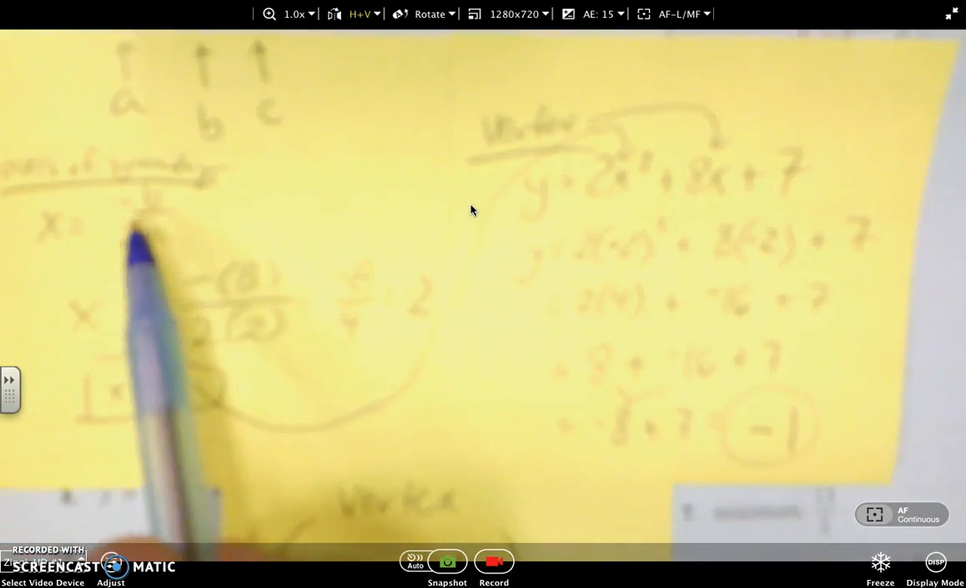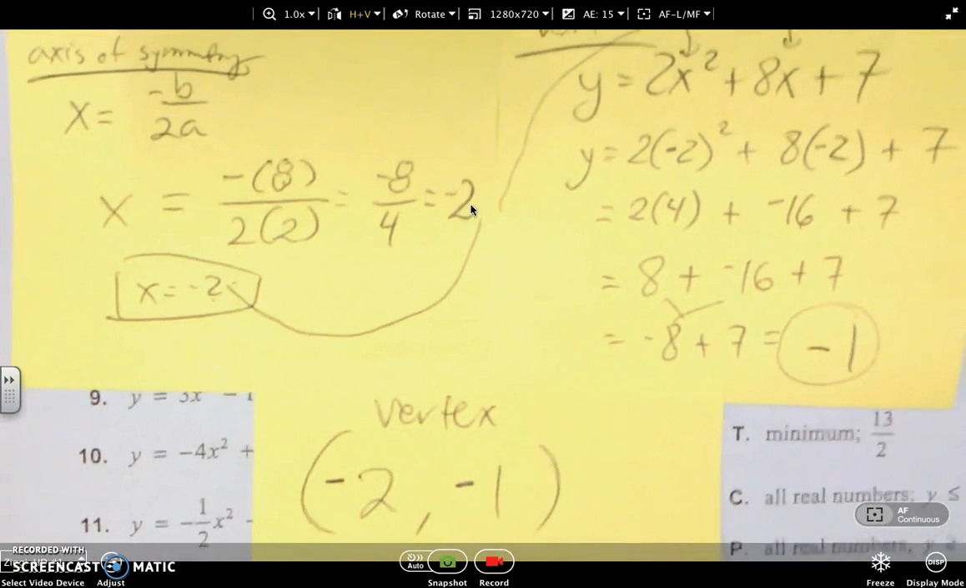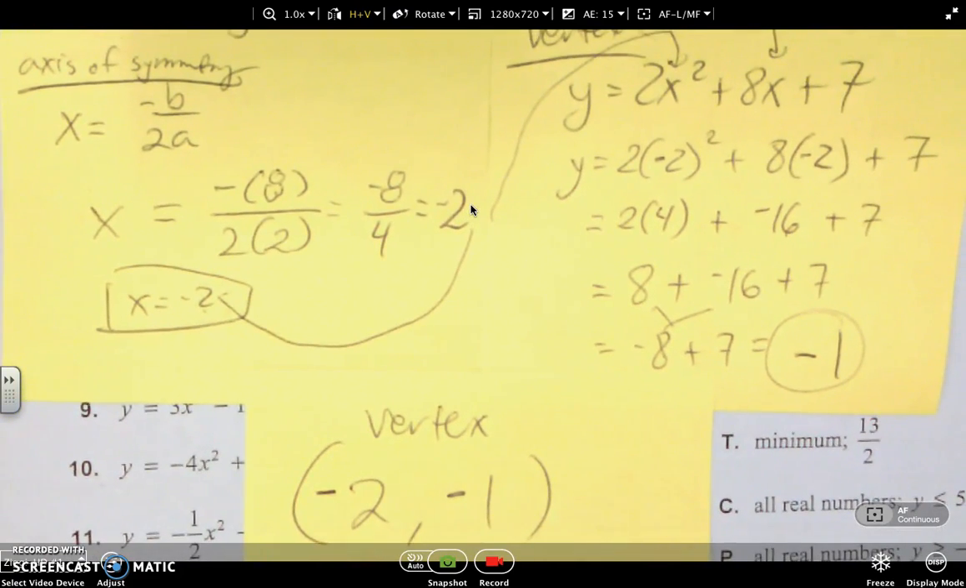Start with the line of symmetry, plug it in to find the vertex. All right, hope that helps, and come back to class with any questions you have.